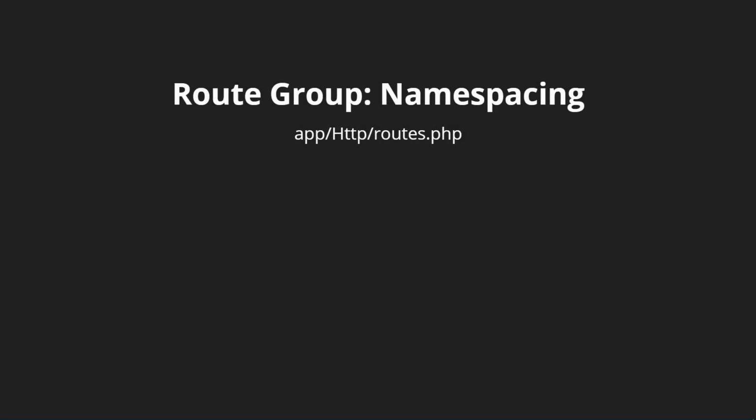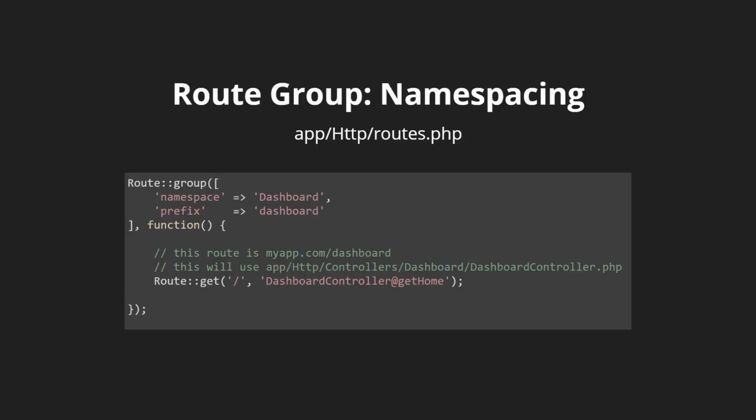The next thing we'll talk about when we're using route groups is namespacing. Namespacing takes this a step further in that we can help differentiate between different parts of our application. If we have that dashboard section, we can talk about namespacing into a dashboard namespace inside of our app HTTP controllers. With a route group, this is how it would look.